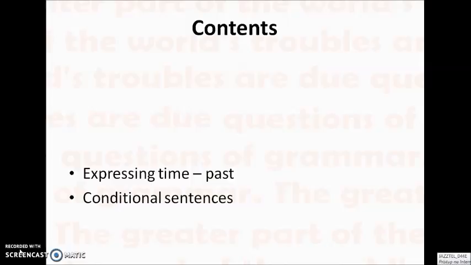Today we will take a look at how to express actions happening in the past. Then I'll tell you about conditional sentences, and finally about modal verbs.